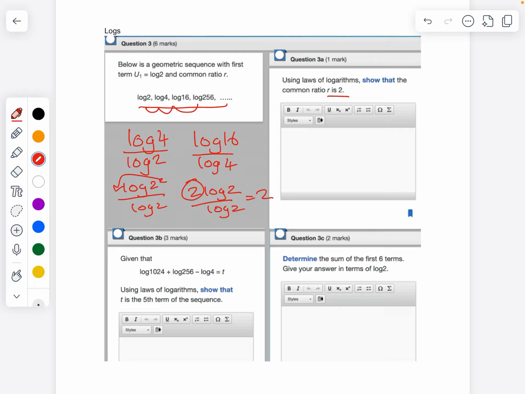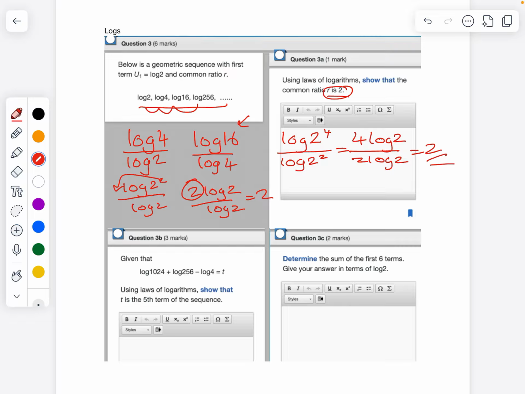And we can prove this with the second one. You only have to do it one way, okay? This just shows how it is one way. So the second one, if you wanted to do it using that, log 16 is going to be 2 to the power of 4. And the bottom one is going to be log 2 to the power of 2. Which would be 4 log 2 over 2 log 2, and then 4 divided by 2 is also 2.